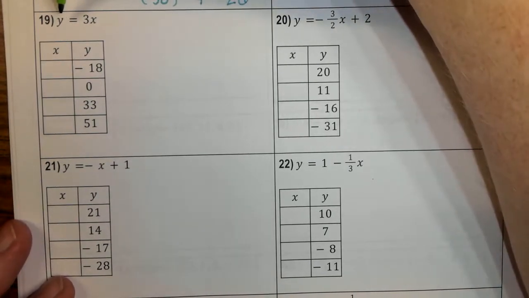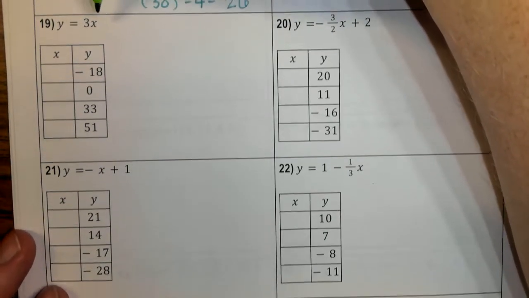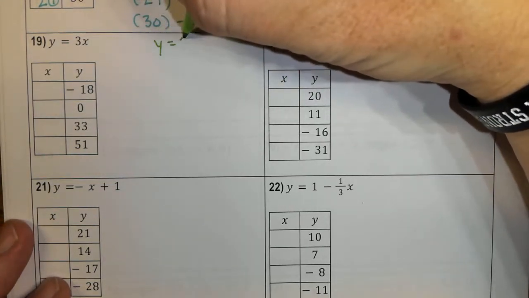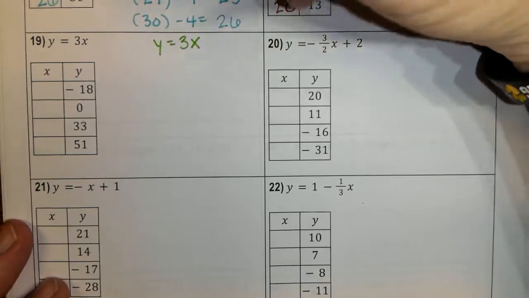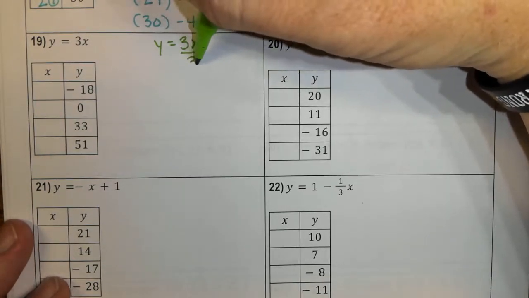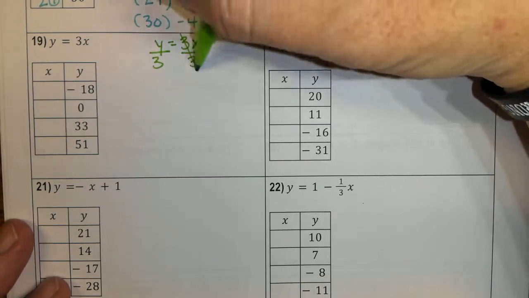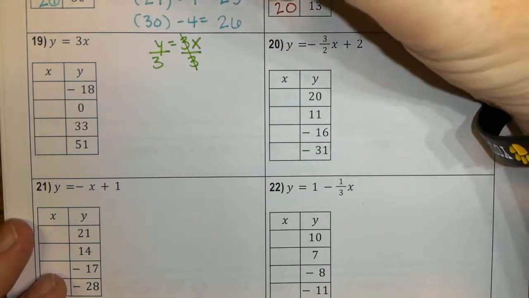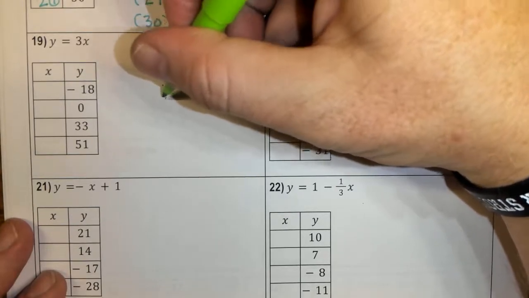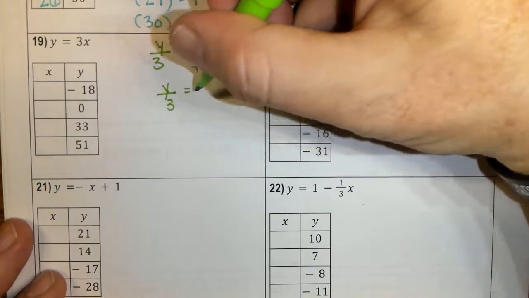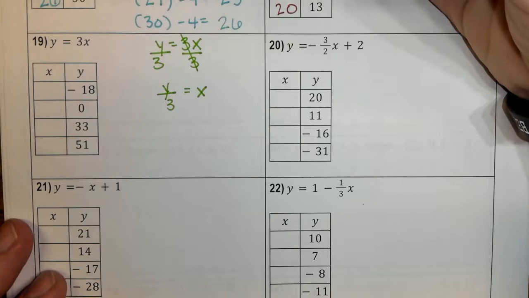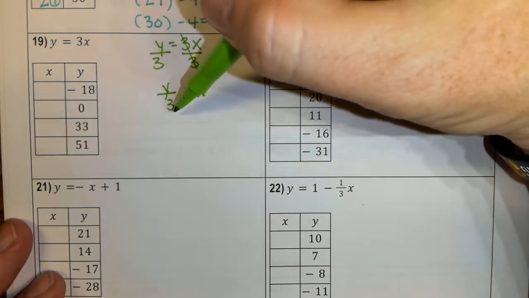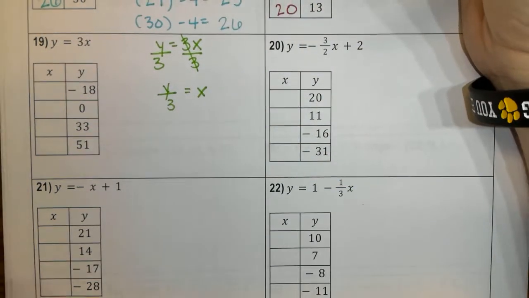Okay. So over here, I'm going to go ahead and solve this by hand and then plug them in. So I have y equals 3x. Okay, if I want to solve for x, all I do is divide by 3. Okay. So y over 3, you can leave it as y over 3. Let's just do that. So y divided by 3 equals x. So really all I have to do is divide each of these y numbers by 3, and I have my x values that I'm looking for.